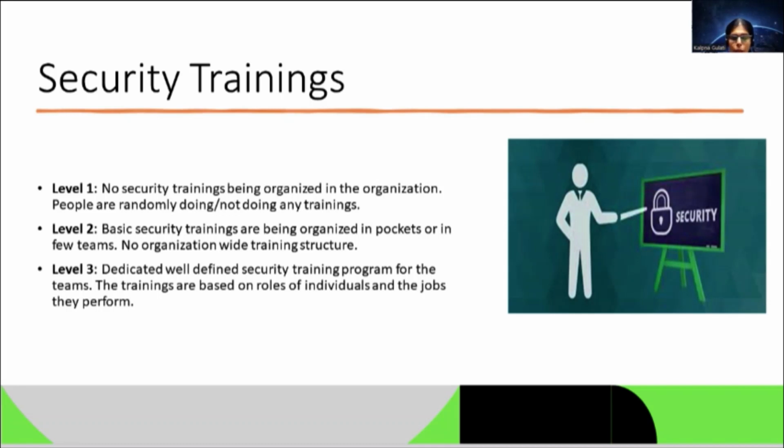Level one would be that no security trainings are being organized in the organization and people are randomly doing or not doing any training. Level two could be that basic security trainings are being organized in pockets or in a few teams, but no organization-wide initiative to ensure that everybody in the organization or joining fresh is notified of this. Level three, or an ideal state, should be that security training is given due importance, and anybody who is part of the organization or who's joining the organization goes through these trainings.